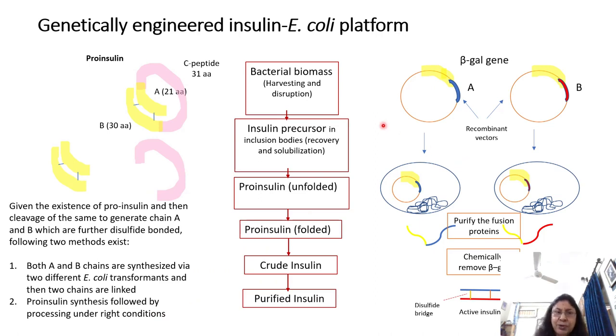Now in your textbooks, you have been given an example of genetically engineered insulin. And I'm just going to explain to you what different steps are involved while you try to make recombinant insulin. And the platform for expression which is being demonstrated in this slide is that of E. coli, which is a simple bacterium.